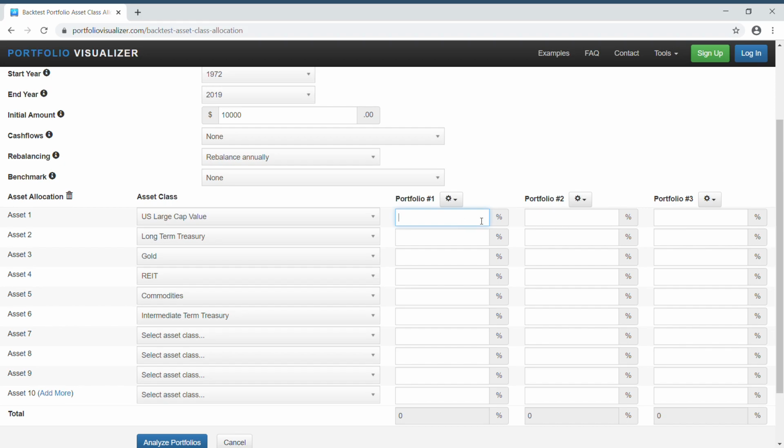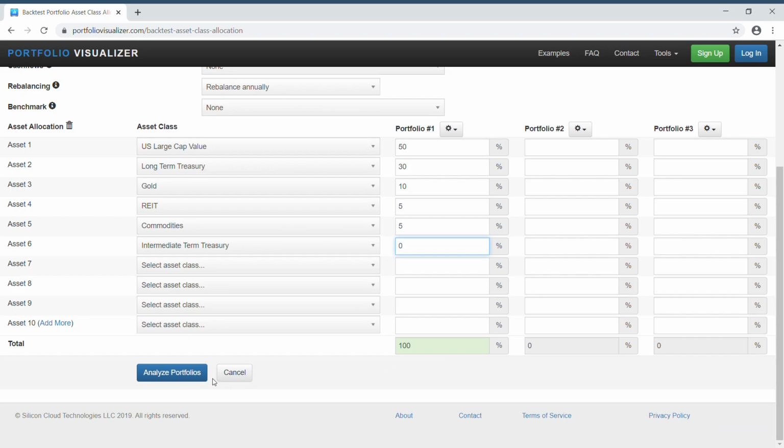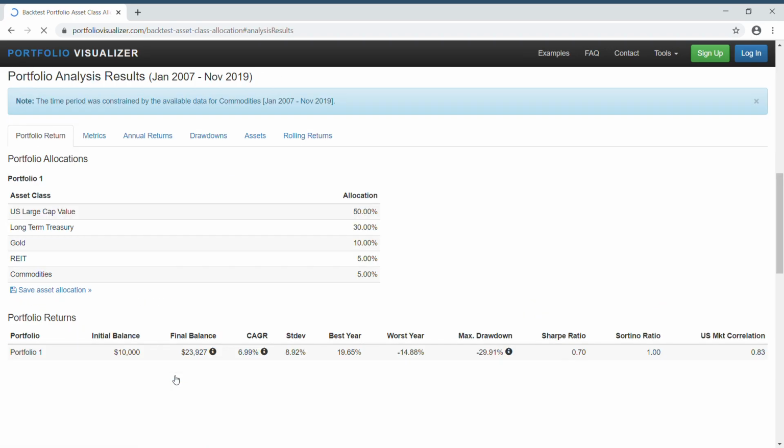Okay, so for portfolio one, you could basically make these any percentage that you like. So let's say for stocks, we want to put 50% of our portfolio. Long-term treasuries, let's say 30%. Gold, we can put 10. And then we can do 5 for real estate, 5 for commodities, and then this one we won't have any intermediate bonds.